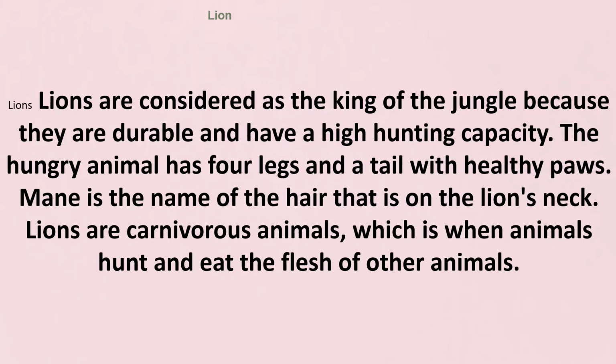The lion has 4 legs and a tail with healthy paws. The paws of a lion are healthy. It has 4 legs and a tail. Mane is the name of the hair that is on the lion's neck. As we have seen in the picture that a lion is having hair on its neck, those hairs are known as mane.